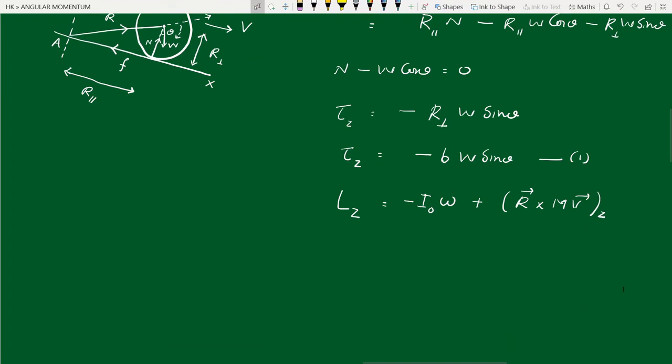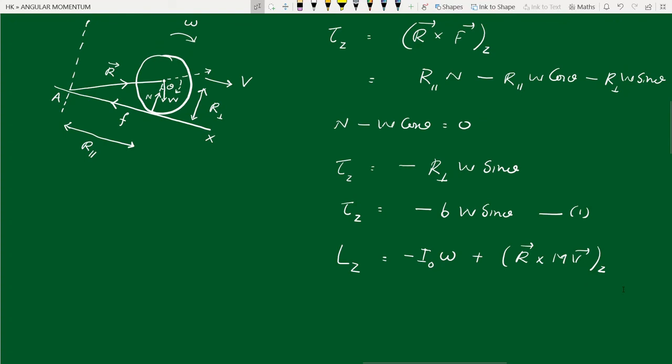So we are calculating the angular momentum of this drum about the origin A. It has two parts: angular momentum due to rotation of the drum about the center of mass, which is minus I0 omega, plus angular momentum due to translation of the center of mass. The first part is the moment of inertia about the center of mass of a drum. It's that of a solid cylinder, half m b square, where b is the radius. So minus half m b square omega plus, here r cross m v you can calculate.